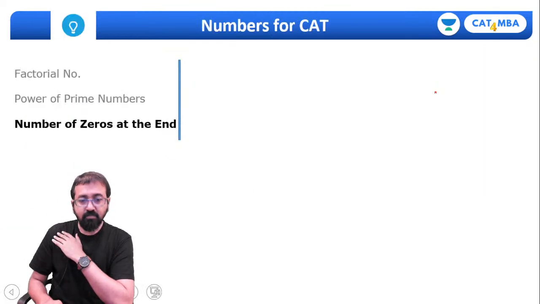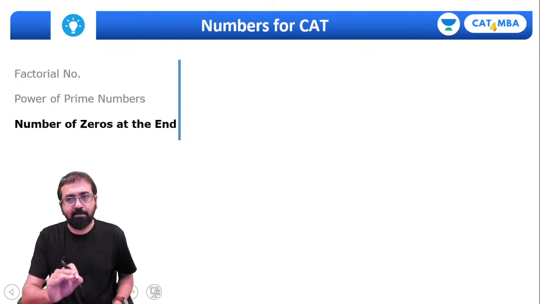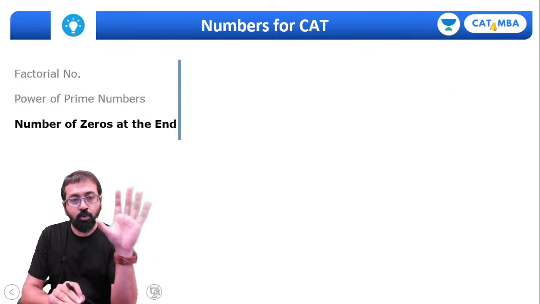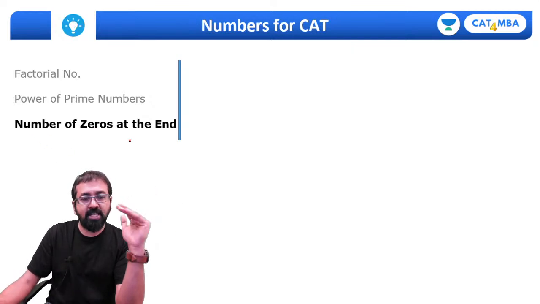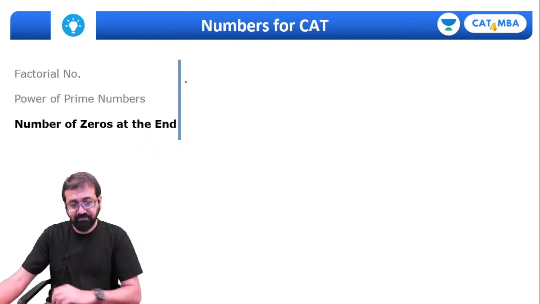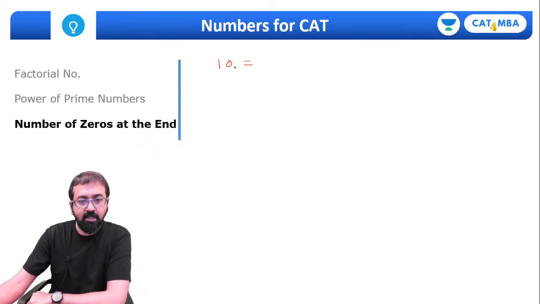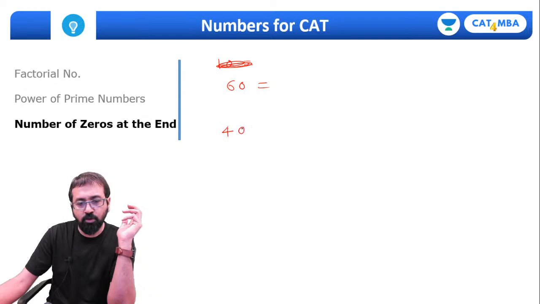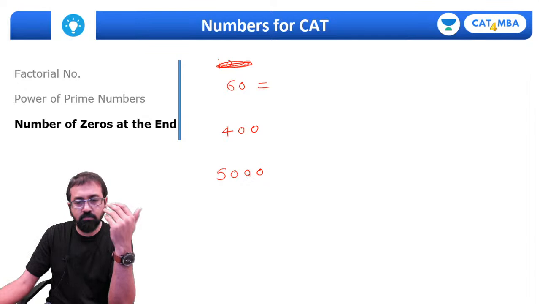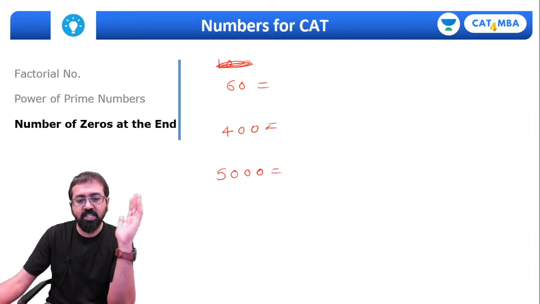Okay, so now let's look at one more concept, and based on this, questions have been asked in CAT exam: you need to find out the number of zeros at the end of a given factorial number. So let's understand this concept. Guys, let me take different numbers. Let's take 60, or 400, or even 5000, whatever number you want. Take numbers which have some zeros at the end, and let's analyze them. Let's prime factorize them so that we understand this concept in detail.